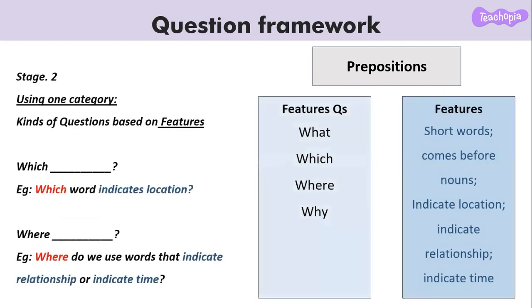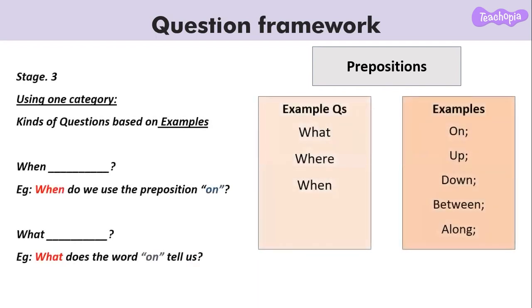So for a features category for the topic preposition, features of prepositions are like short words, comes before nouns, indicates location, relationship, and time. Some of the question starters that we can use for the category of feature are what, which, where, and why. Using these question starters, we can frame questions like which word indicates location? Where do we use words that indicate relationship or indicate time?